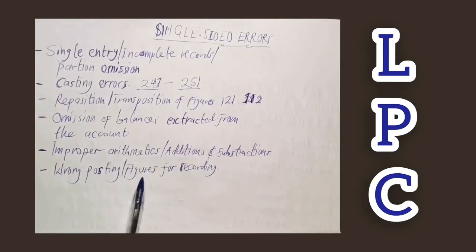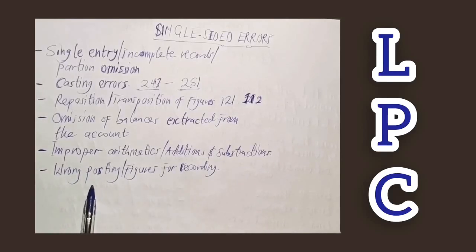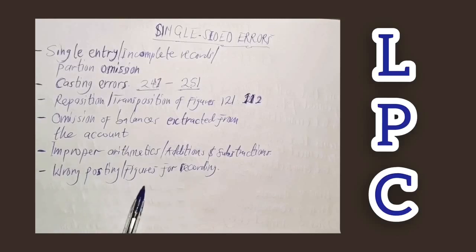Then we have wrong posting or wrong figures for recording. For example, let's say you should have put the item at the credit side, but you posted it at the debit side. It becomes what? An error. Just one, but the correct entry has been made in the other account, while on one account you fail to make the correct posting. When it happens like that, it becomes an error. That's what I mean by wrong posting or wrong figures for recording, just on one part of the account.